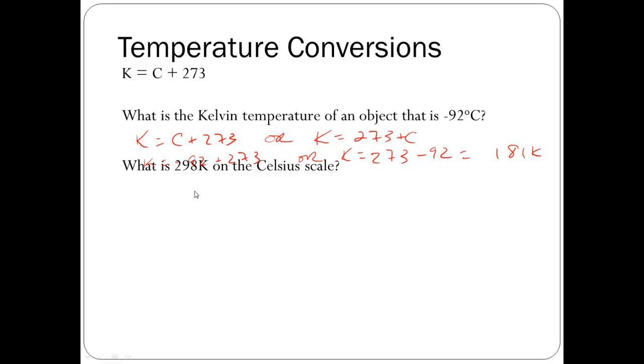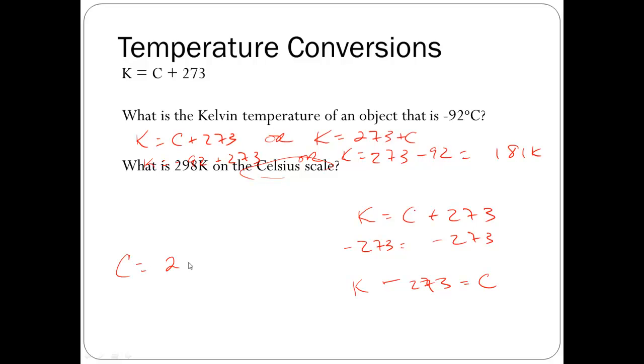What is 298 Kelvin on the Celsius scale? Okay, so now I'm looking for Celsius. I have Kelvin equals Celsius plus 273. I want to isolate Celsius and get it all by itself, so I need to subtract 273 from both sides. So I get Kelvin minus 273 equals Celsius. Now I can take my Kelvin temperature: Celsius equals 298 minus 273, and that's going to equal 25 degrees Celsius.